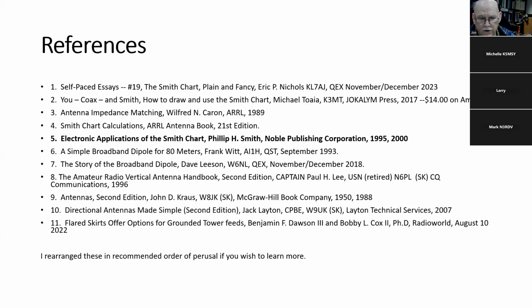As an example of using the Smith chart, reference 6 is a simple broadband dipole for 80 meters. If you look at the fractional bandwidth, 3.5 to 4 megahertz, that's a pretty significant broadband bandwidth. How are you going to get one antenna to match all that? There are various ways people can do it, and I talked about some of those ways in my earlier presentation.